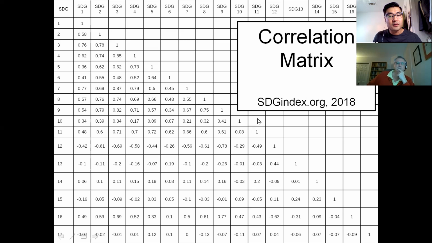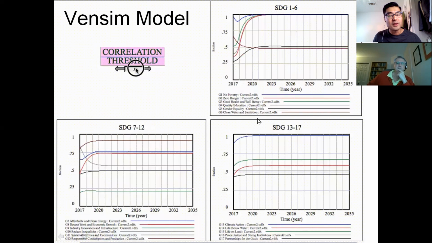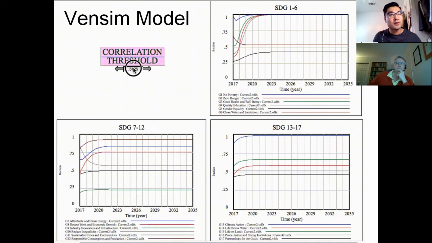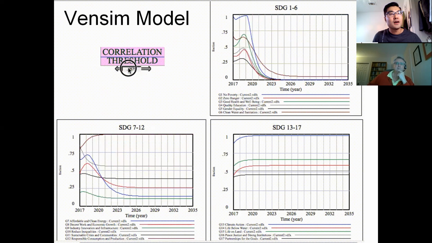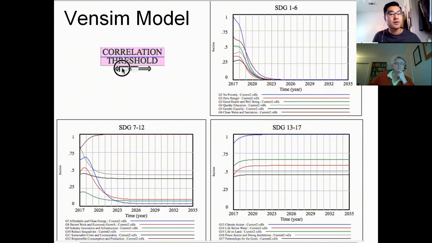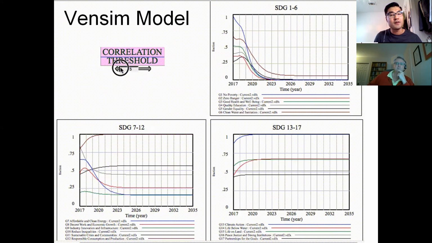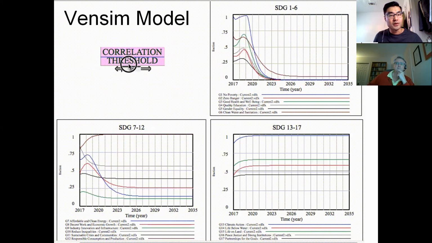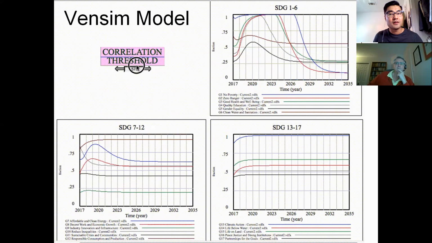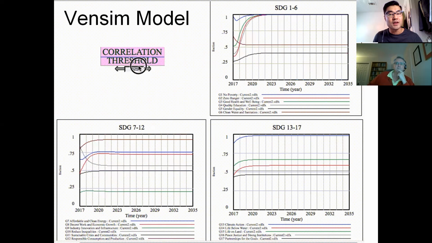these correlation values as a threshold. So basically, what correlation value are you willing to accept as equivalent to a causal connection? The model is equipped to account for any value between 0 and 1 as the threshold that you're willing to accept as a causal connection. And you can see the SDG scores changing dynamically on the fly.